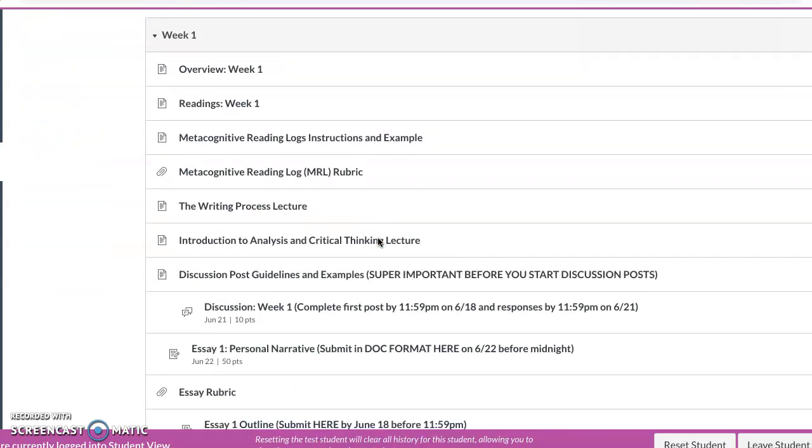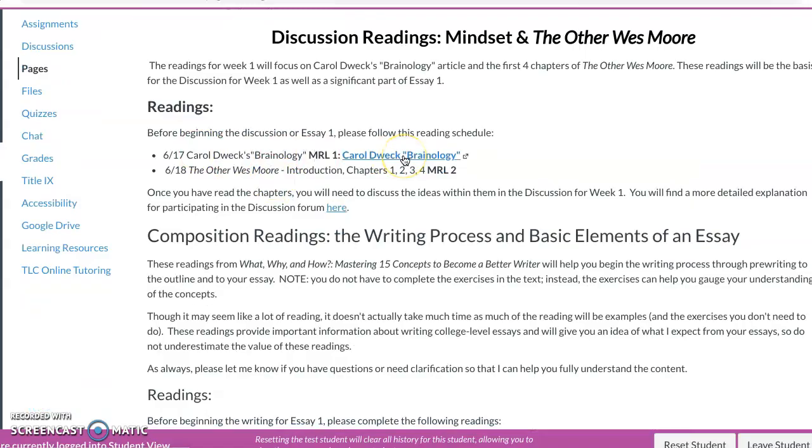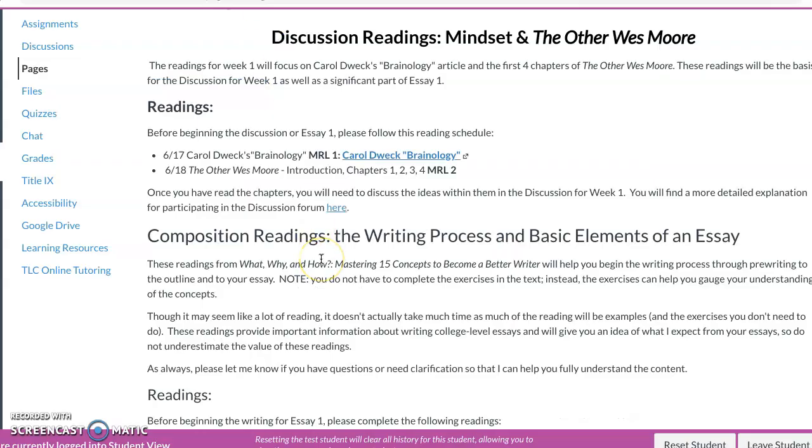Moving on to week 1, I always have an overview and then I always supply the reading requirements for the week. So just know, the Brainology article is here. Again, it's a PDF. So that's the first thing you're going to read, and this is what the first essay is going to be based on. You are going to be doing what's called the MRLs. I'm going to go over that just real quick.